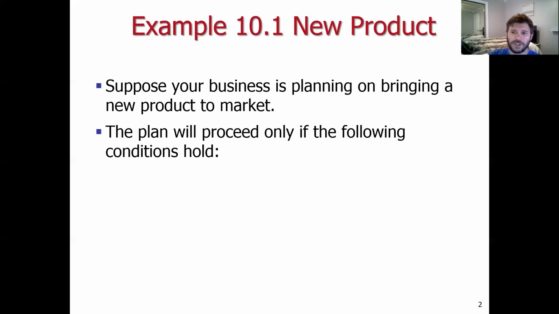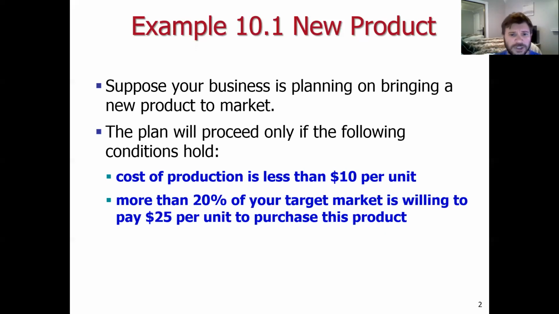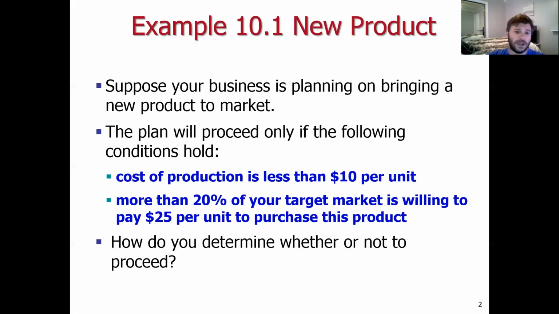First and foremost, we need the cost of production to be less than $10 per unit. And we need more than 20% of our target market willing to pay at least $25 to purchase the product, meaning in some regard, we're making at least a reasonable margin here. So we're going to think about a hypothesis test related specifically to this first point. Is our cost of production reasonably low enough for us to go ahead and engage? So we want to figure out whether or not we should proceed with the new product launch or if it is too costly for us to do that.